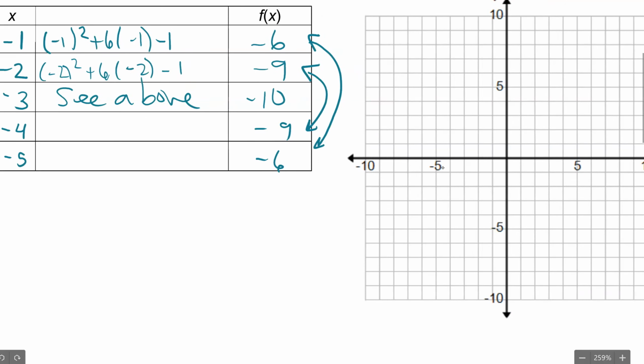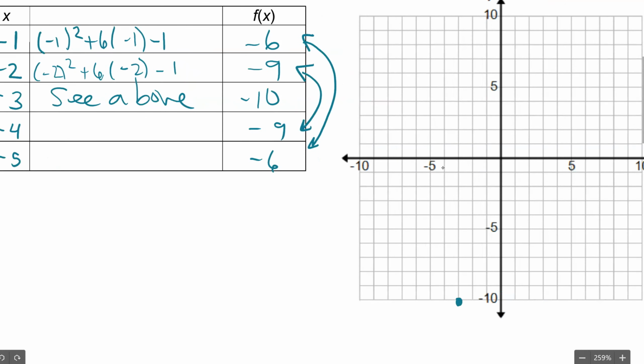Okay, so I'm going to go -3, comma -10, -2, comma -9, -4, comma -9, -1, comma -6. Once I have these, make sure it's a parabola. I want you to show your axis of symmetry. The easiest way to do that, just draw a dashed little line. You can ask us like minimum or maximum.